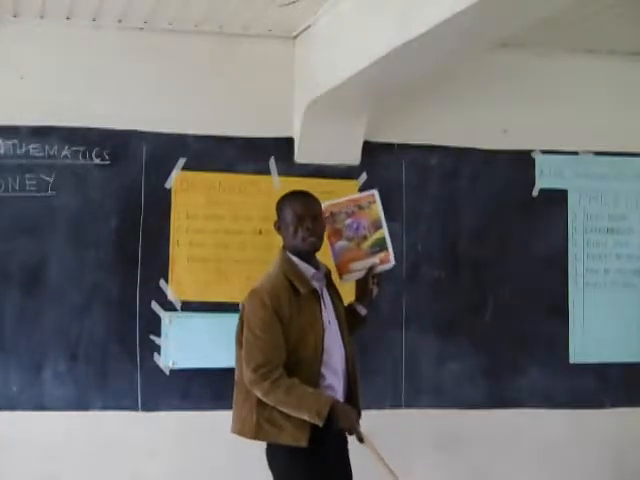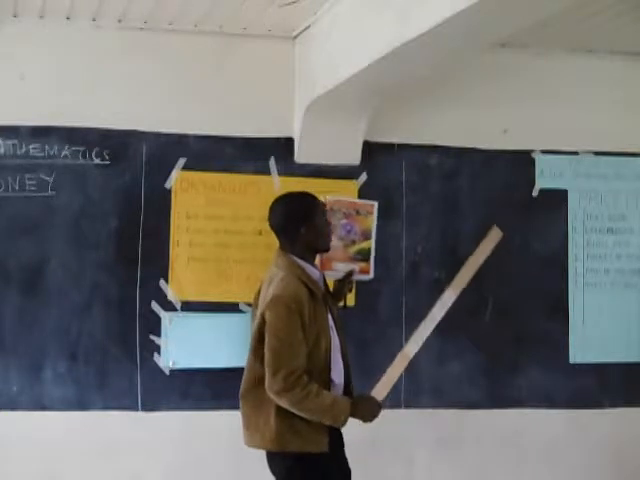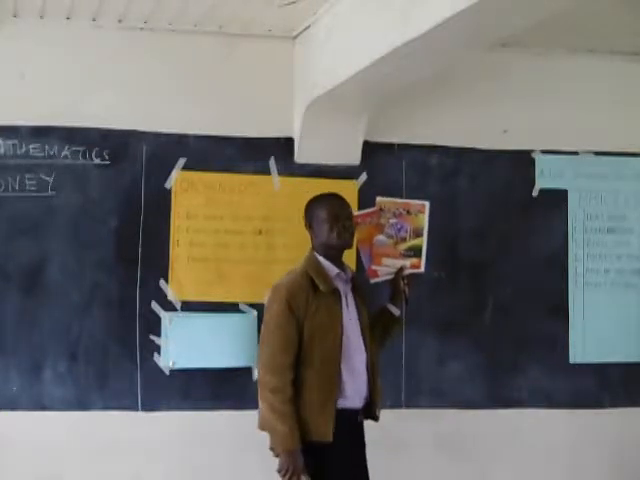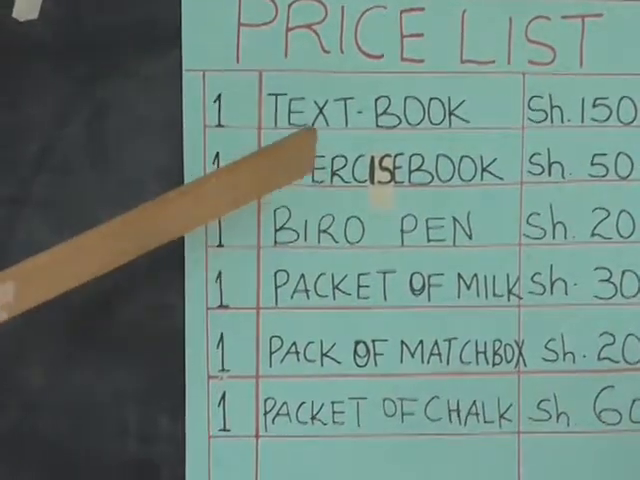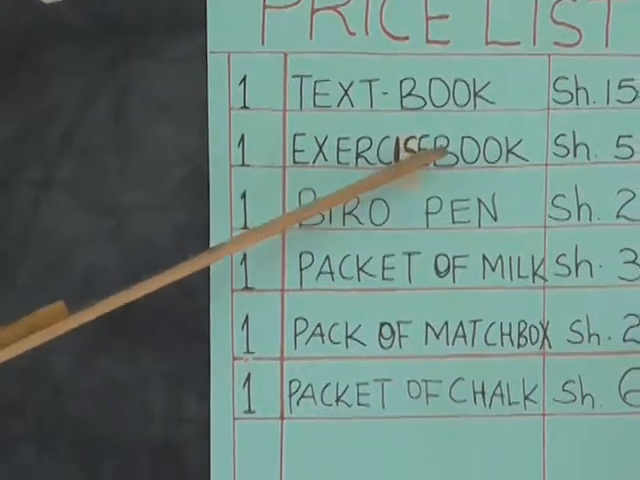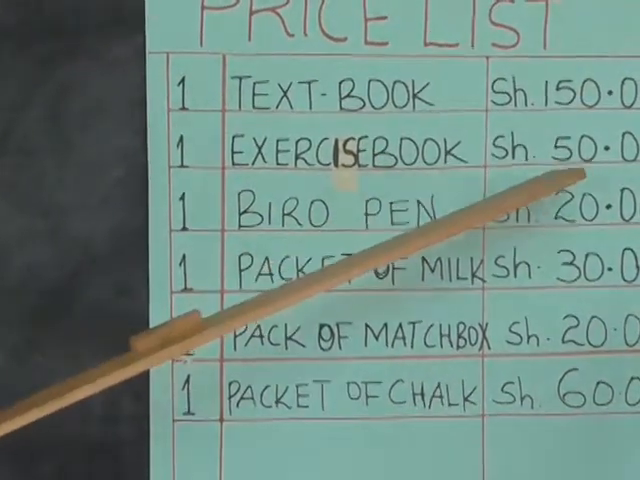I bought two exercise books, as you can see. Now, to pay for these two exercise books, I will go to the price list and check how each book is being charged. So, from my price list, they are saying one exercise book is supposed to cost 50 shillings.